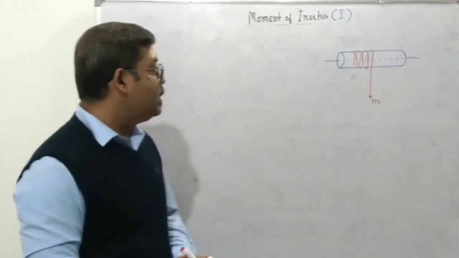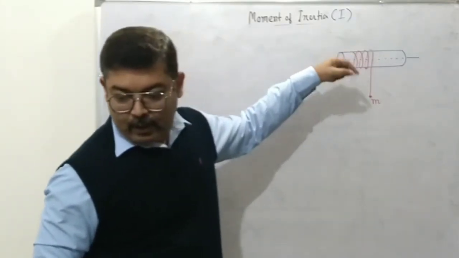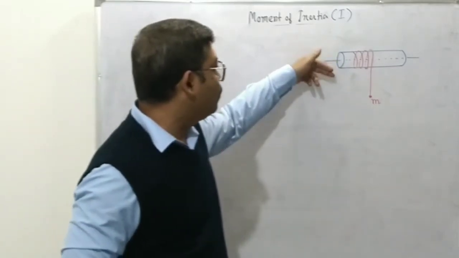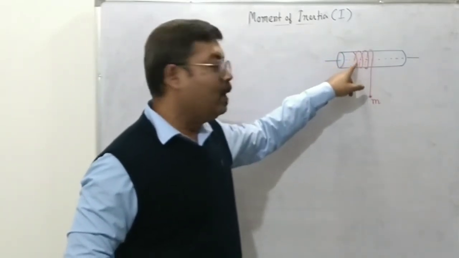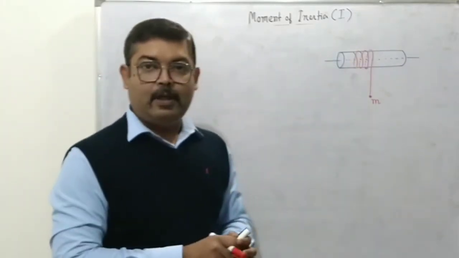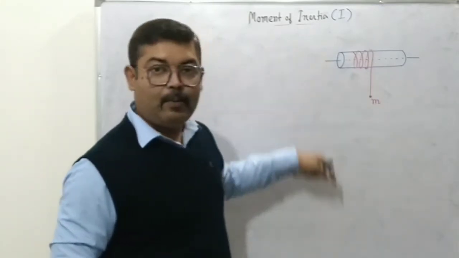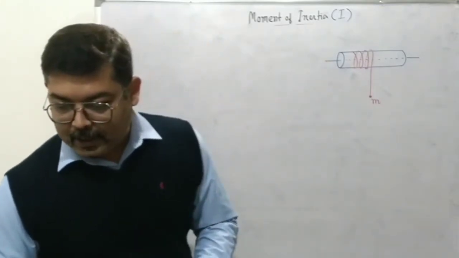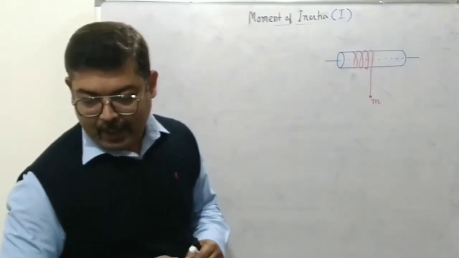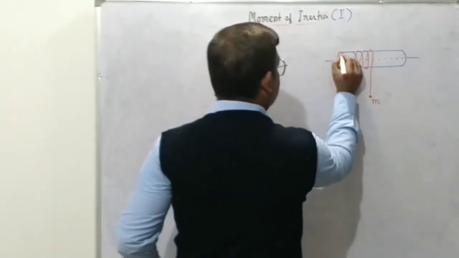Okay, now let's take up the case of a point mass m tied to a solid cylinder which is free to rotate about its axis through a massless inextensible string. So there is a massless inextensible string wound around a solid cylinder which is free to rotate about its axis. The mass of the cylinder, let's say it's capital M, and it has a radius of say r.